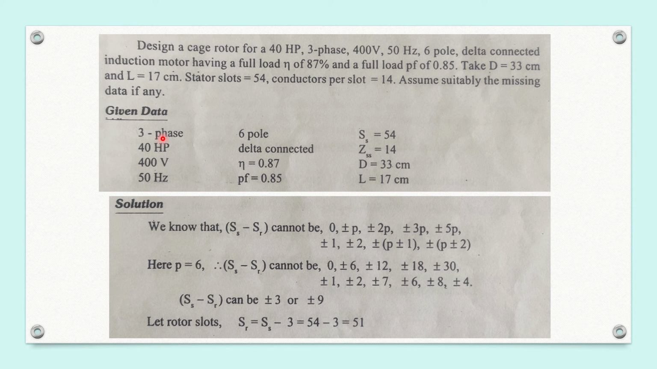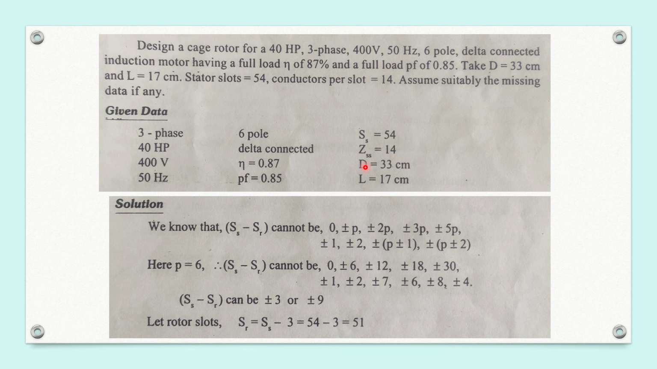The machine is a 3-phase one. The output power rating in HP is 40. The voltage is 400, 50 Hz frequency. The machine is having 6 poles and the stator is delta connected. Efficiency is 0.87, power factor 0.85. The number of stator slots equal to 54 and the number of conductors per slot is 14. Each slot contains 14 conductors.